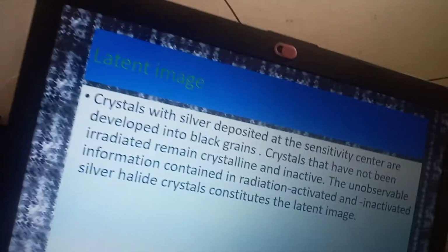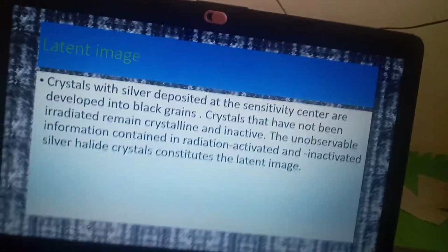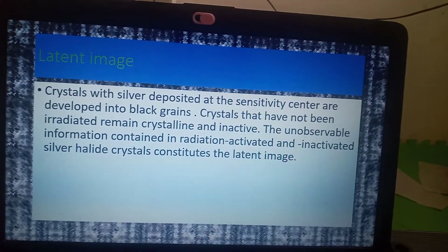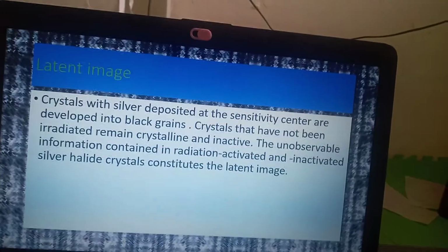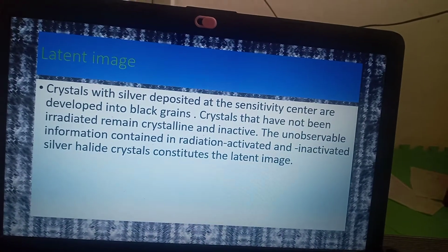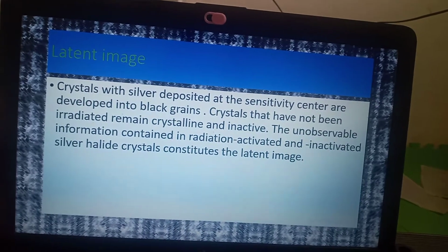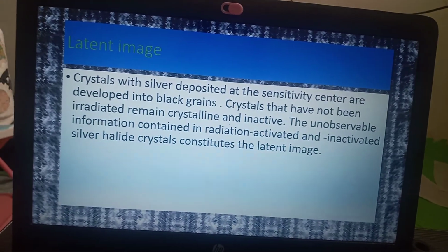Crystals with silver deposited at the sensitivity center are developed into black grains. Crystals that have not been irradiated remain crystalline and inactive. The unobservable information contained in radiation-activated and inactivated silver halide crystals constitutes the latent image.